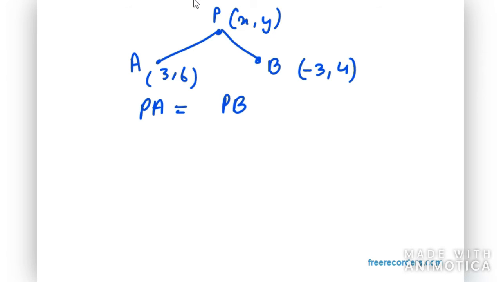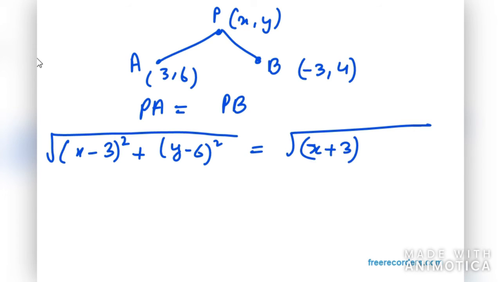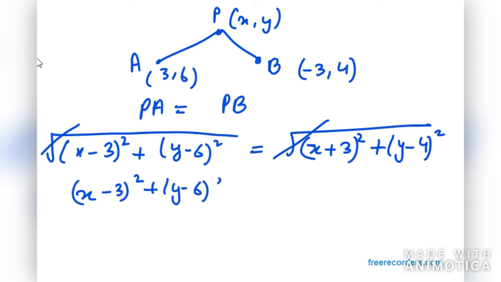So now we need to use the distance formula for PA and the distance formula for PB. Now for PA it will be under root of x minus 3 whole square plus y minus 6 whole square, equal to under root of x plus 3 square plus y minus 4 square. Now removing these under roots, we have x minus 3 whole square plus y minus 6 whole square equal to x plus 3 whole square plus y minus 4 whole square.